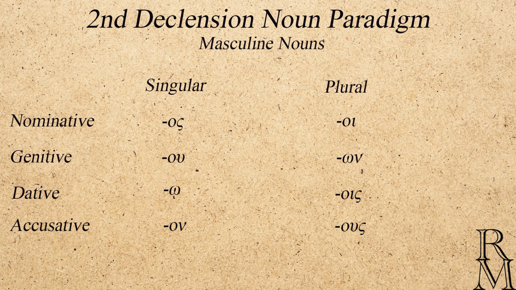In your nominative plural, it's going to be omicron iota. Your genitive plural will be omega nu. Your dative plural will be omicron iota sigma. And your accusative plural will be omicron upsilon sigma. Now here are your neuter nouns.